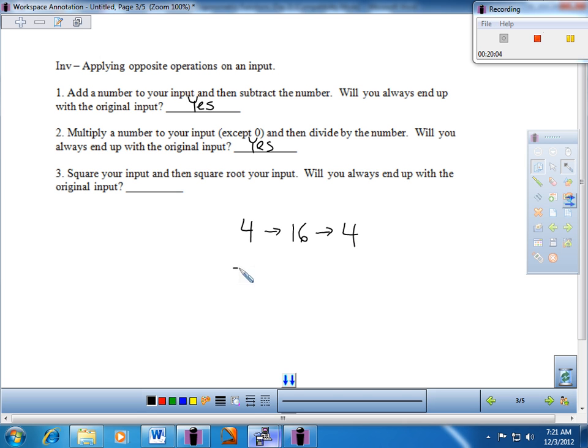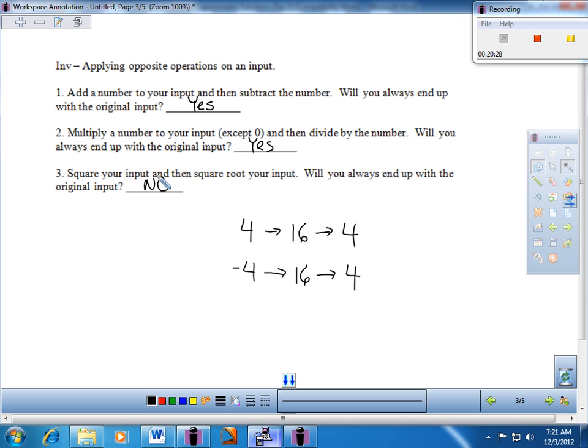But what happens if I start with something like this? What happens if I start with negative 4, everybody? Well, I would square it and get 16, and then take the principal root of 16 and end up getting 4. Here's where I start. Everybody, here's where I finish. Do I end up with the same input? No. And so here, guys, is a situation where even though they're opposite operations, they don't undo one another in a way that will get me back to the original input.